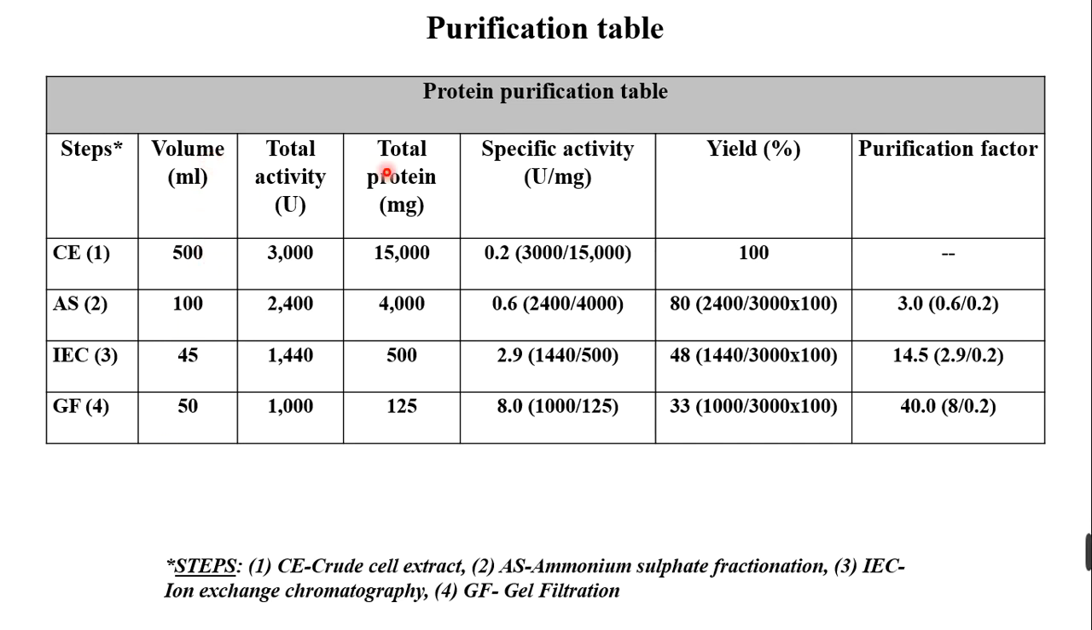And the columns will all be there: the total volume of starting material, total activity in IU, total protein in milligram, specific activity in units divided by milligram, and yield percentage, calculated as the total activity of the particular step divided by the starting step. And for the purification factor, you have to calculate the specific activity of the particular step against the starting step. You can see the starting step is 0.2, 0.2, 0.2, because this is the starting one, and here it is 3000, 3000, 3000, the starting one is 3000.